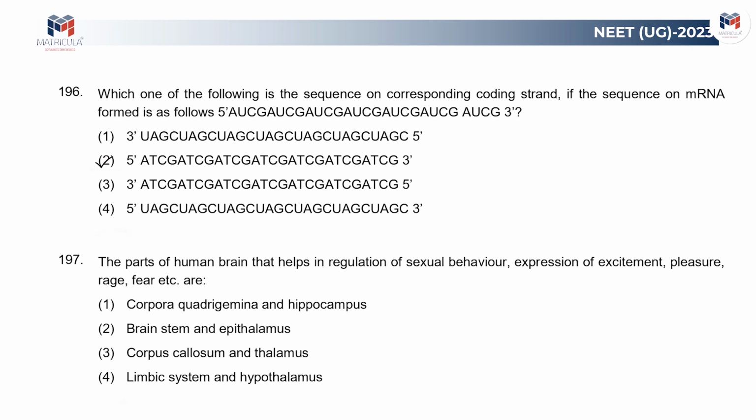Question number 197. The parts of human brain that helps in regulation of sexual behavior, expression of excitement, pleasure, rage, fear, etc. are. The answer is option number 4, limbic system and hypothalamus.